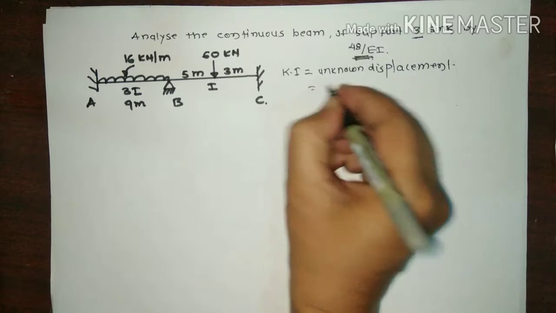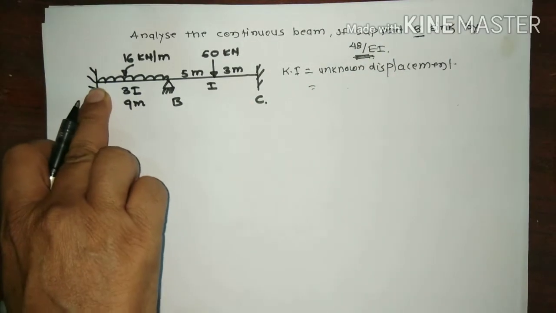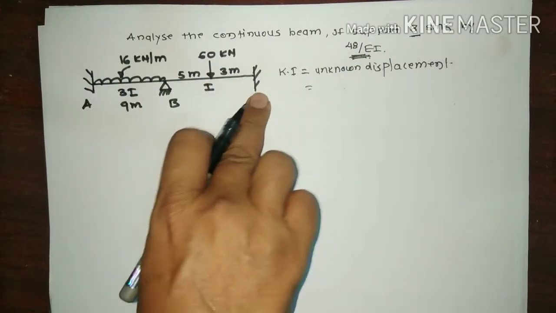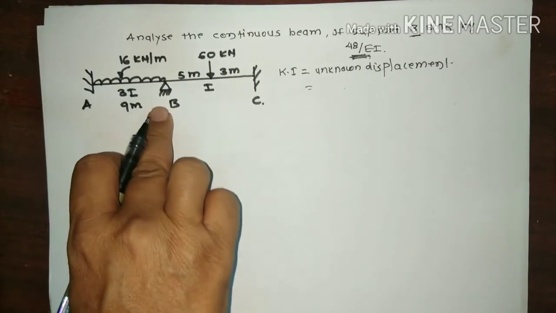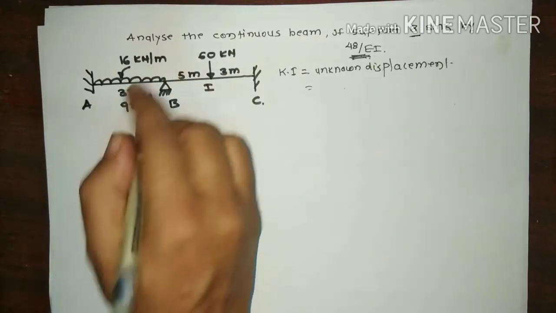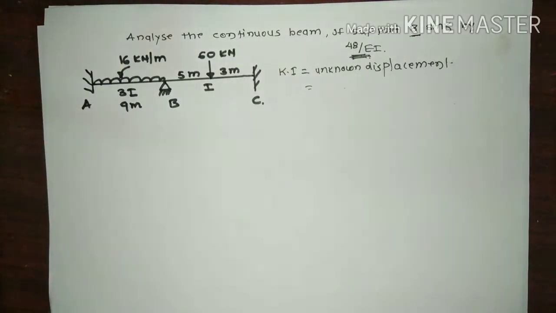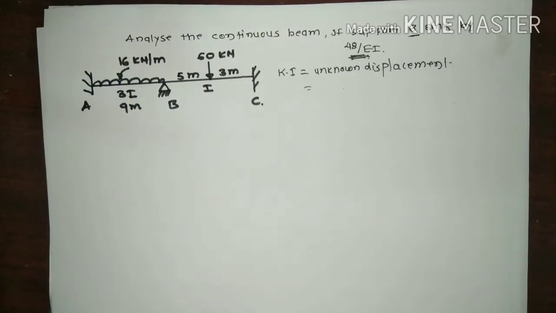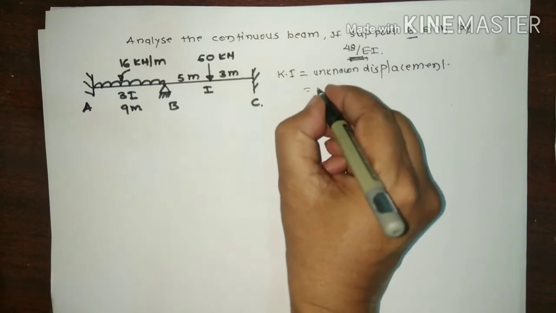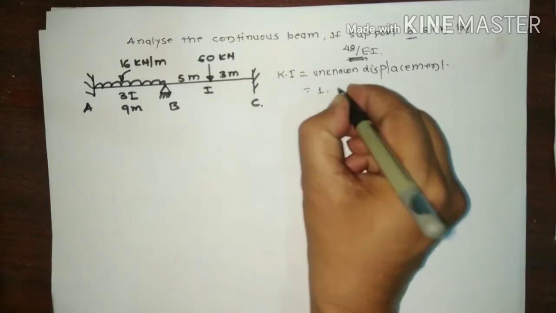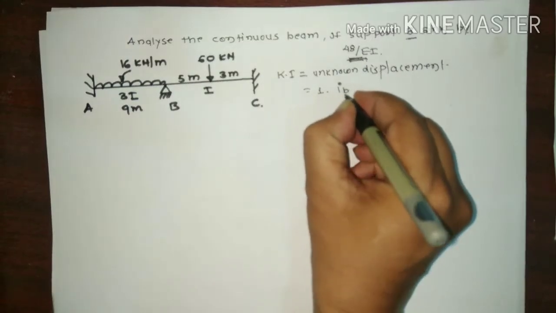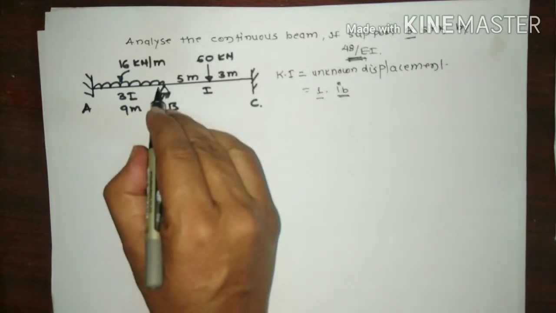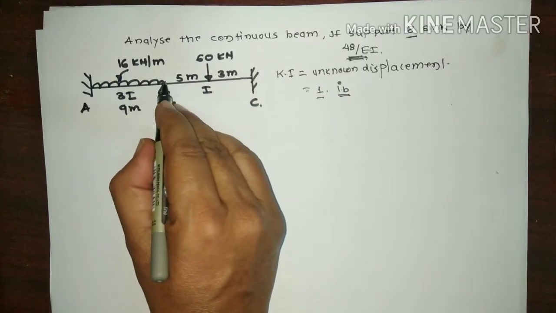Now which are these? Now this A is a fixed support, meaning there is no displacement. Support C has no displacement. Now this is an internal support, so there is a possibility of rotation like this. So we can take KI equal to only 1, and that is theta B. So here only rotation at B is possible.